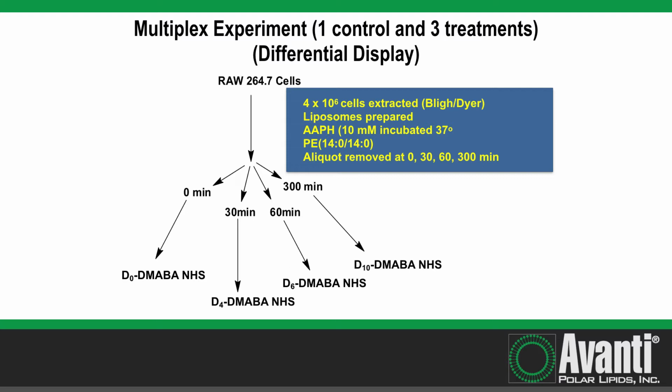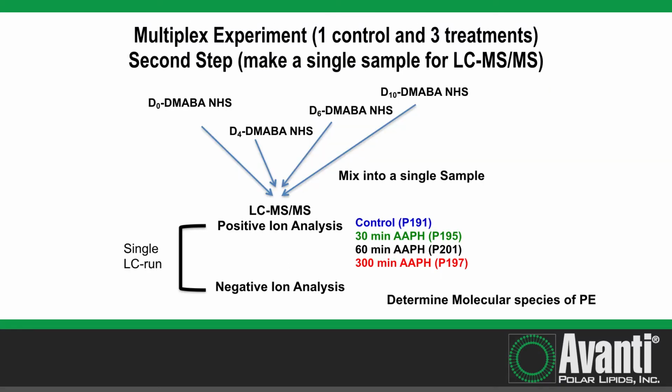At 0 minutes we'll add D4 DMABA. At 30 minutes, we'll add D4. Sorry, that was D0. This is D4. At 60 minutes we'll add D6, and at 300 minutes we'll add the D10 DMABA. Each one of these time points is now marked by the deuterium-labeled reporter. Now we take all of those derivatized samples and mix them together, making one sample out of it. Now we perform a single LC-MS run, and either run positive ion as one run and negative ion as another run, or with newer machines we can run positive and negative in the same experiment.